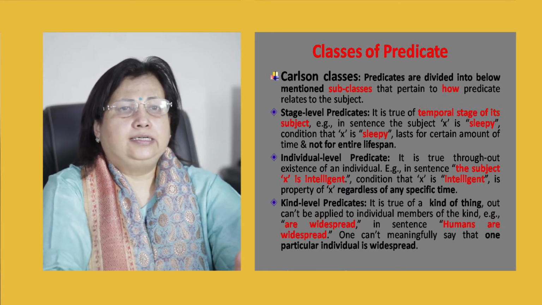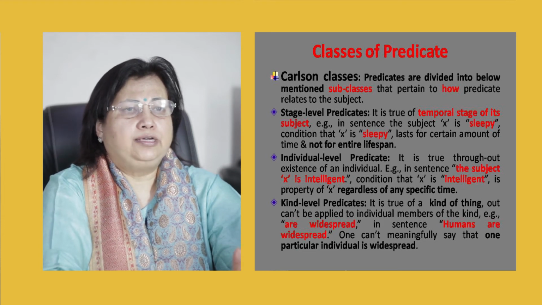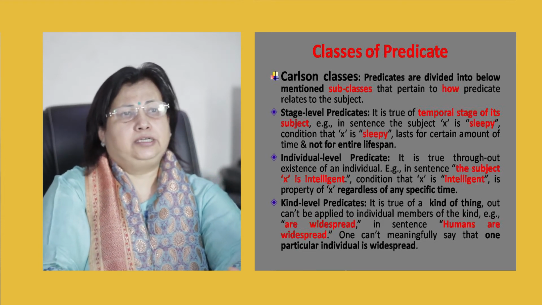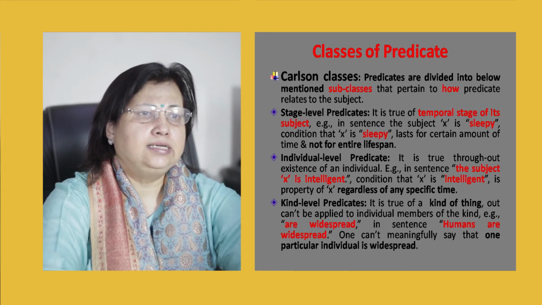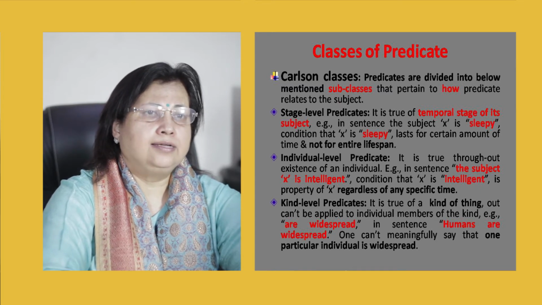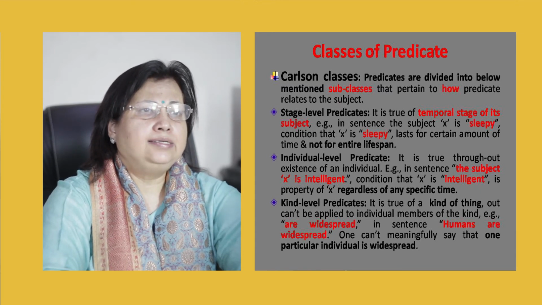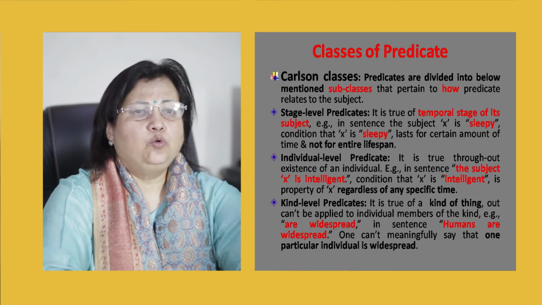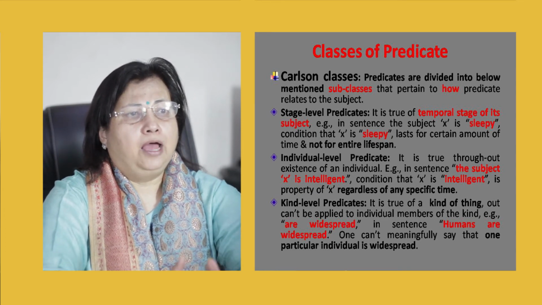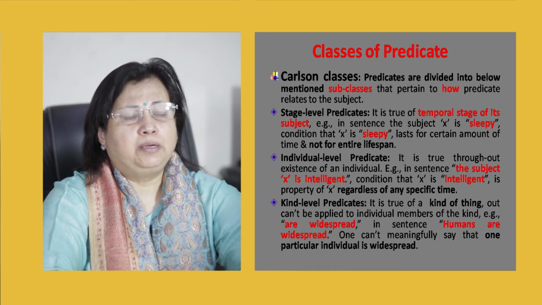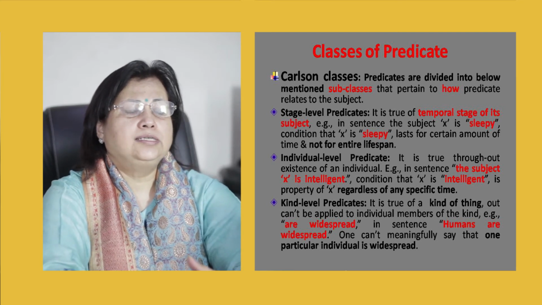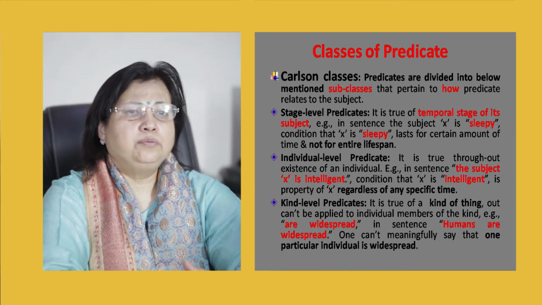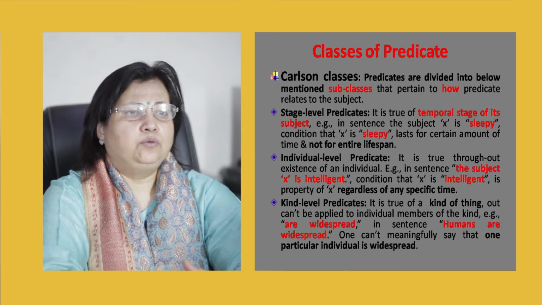Individual level predicate: it is true throughout the existence of an individual. For example, in the sentence, the subject X is intelligent. The condition that X is intelligent is a property of X regardless of any specific time. Kind level predicates: it is true of a kind of thing and can't be applied to individual members of the kind. Example: are widespread. In the sentence, humans are widespread. One can't meaningfully say that one particular individual is widespread.